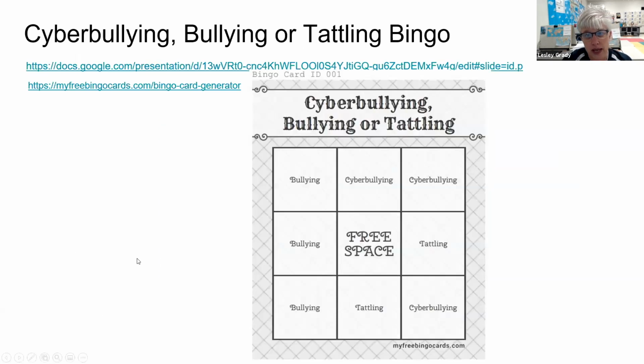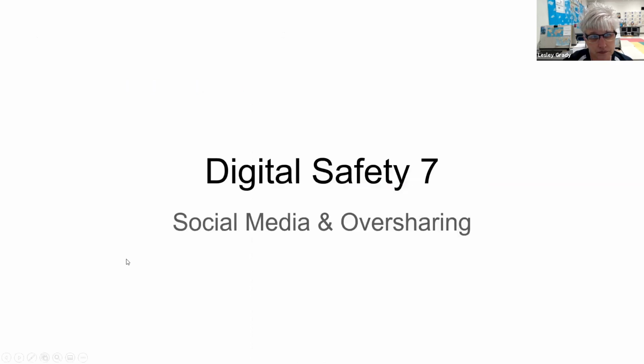And then we play cyberbullying, bullying, or tattling bingo. A lot of kids have a hard time figuring out what is cyberbullying, what is bullying, and what is tattling. So we work on that as well. And so we might play a little bullying, cyberbullying, and tattling, and we give them scenarios, and then they have to figure out, is the person bullying, cyberbullying, or tattling? And then they have a bingo card where they try to figure out how they can get bingo by putting the markers in the right place for each one as well.